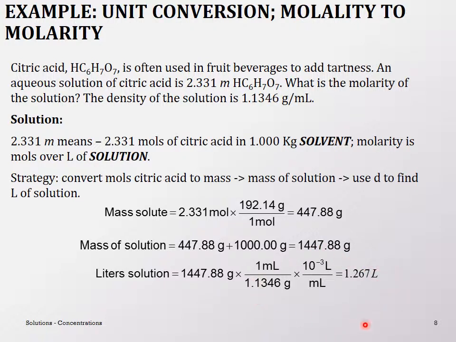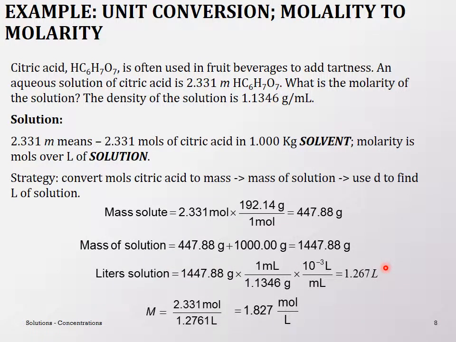So now I'll start rounding off at the end because I'm getting towards the end now. My moles, which is 2.331, divided by the volume. Now when I get the answer, I can round off to 4 significant figures. This last calculation is the easy one because it's moles over liters. This is the critical part, finding the mass of the solution.